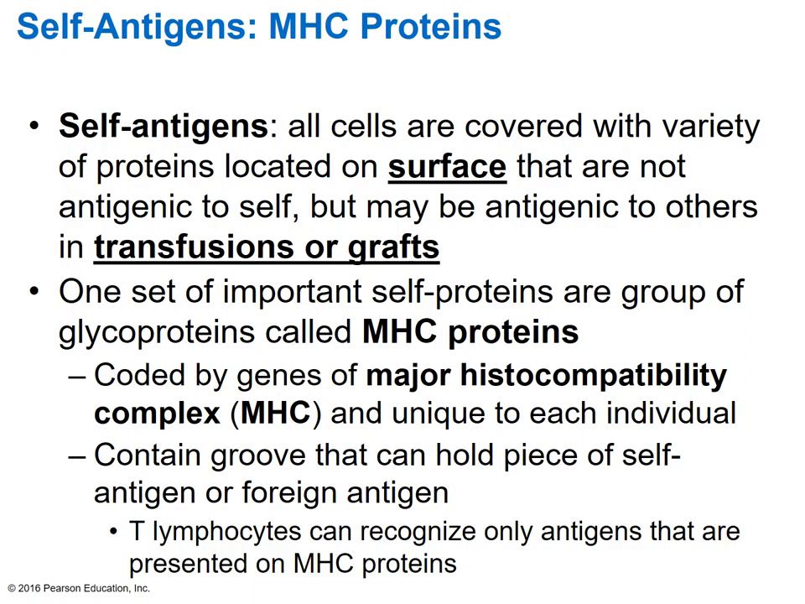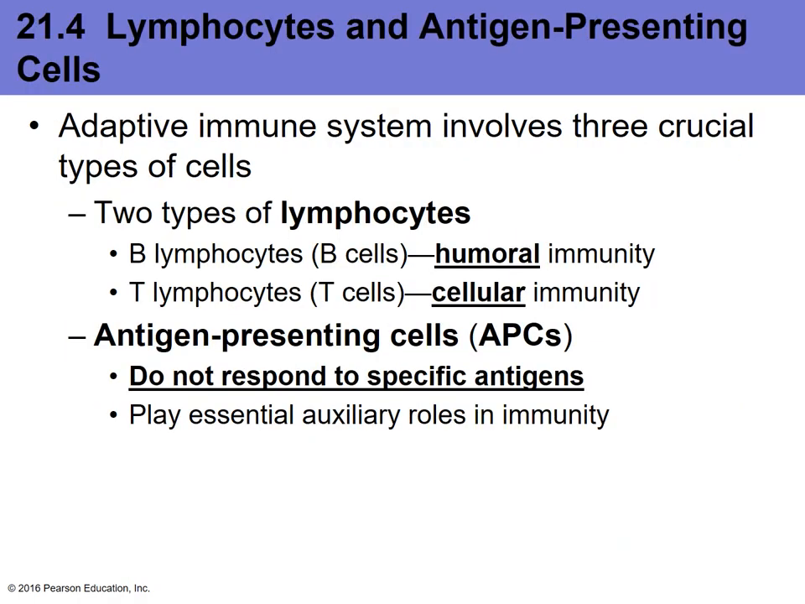A group of the proteins, we call these MHC proteins, major histocompatibility complex, and that's what's unique to each person. So mine are going to be different from yours, and that's how you can determine the self versus non-self. Now you have two types of lymphocytes, the B cells and the T cells. The B cells are involved with the humoral immunity, T cells are with cellular immunity.